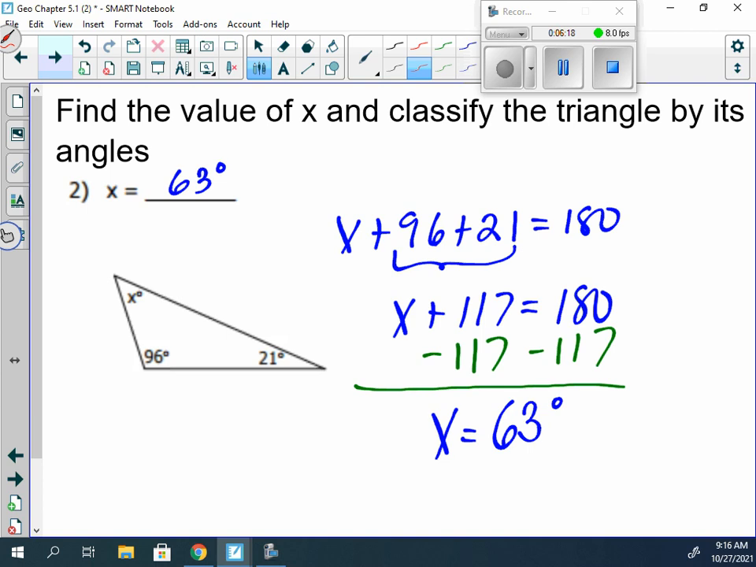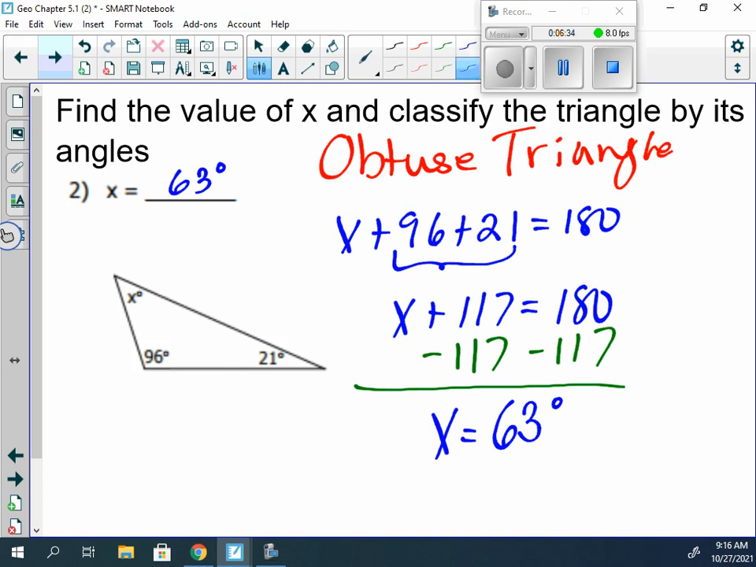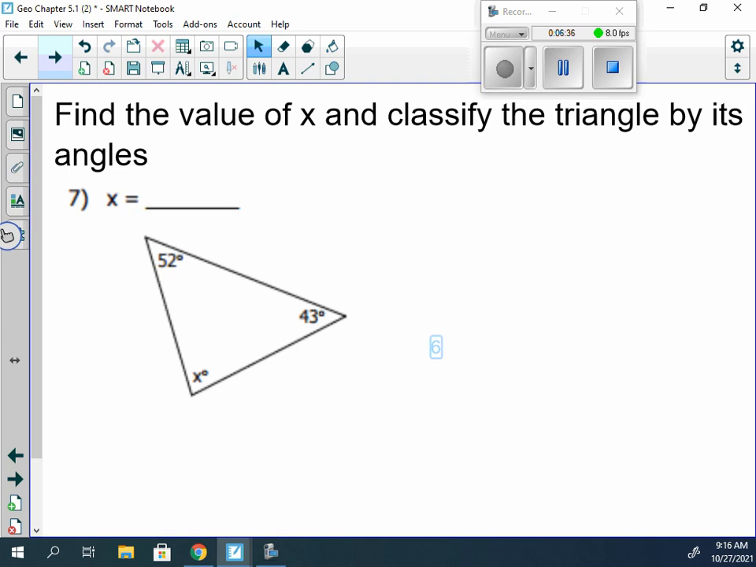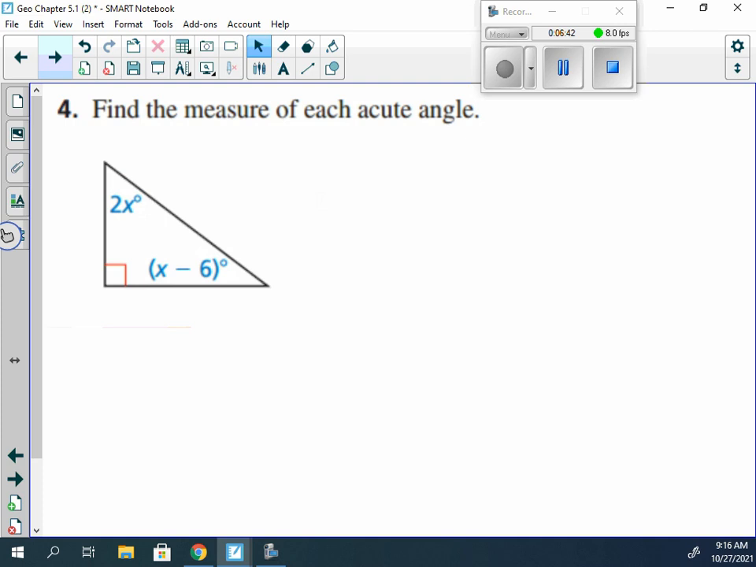How can we name this triangle based off its angles? Why is it obtuse? Because it has an obtuse angle, 96 degrees. An obtuse triangle. Any questions on these here? Well, let's move on to this one here.